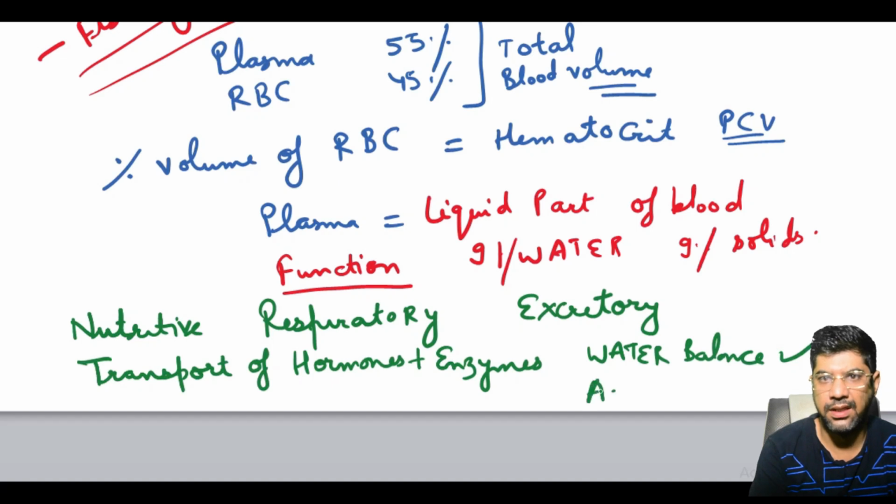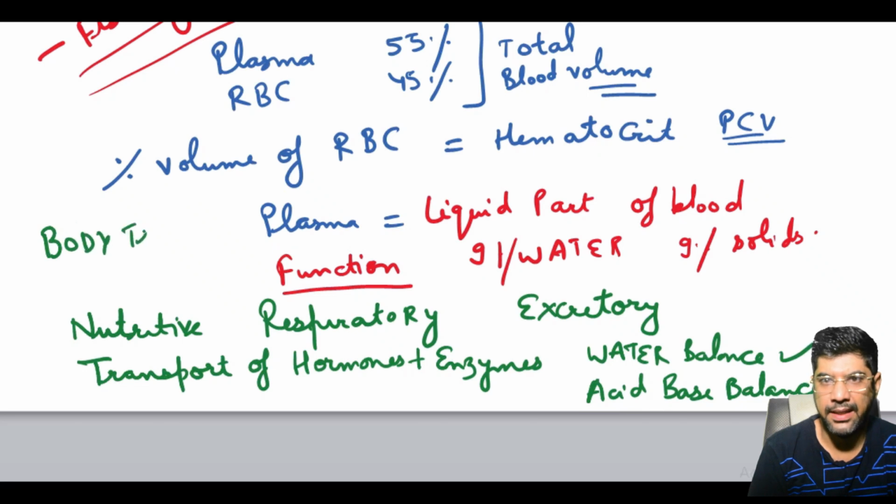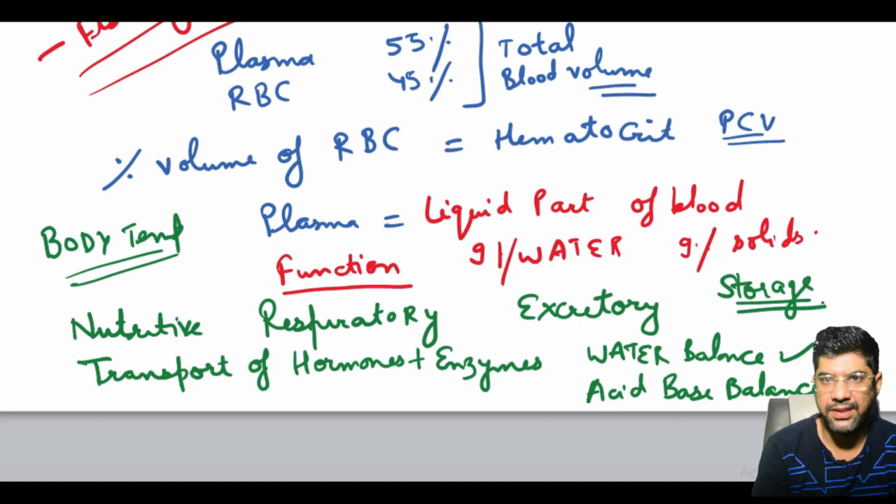The third is the regulation of acid base balance. Plasma protein and hemoglobin act as a buffer, helping maintain the acid base balance in the body. The next is the regulation of the body temperature. Due to its high specific heat, blood plays a role in maintaining the body temperature through thermoregulation.